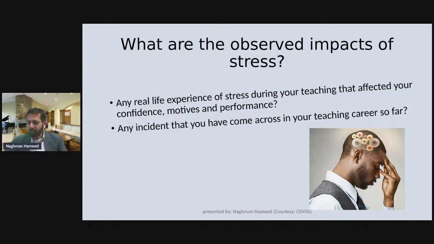Audience, any real life experience. It means actually we must have felt like being stressful, but there have been some life experiences that are mentionable, right? Or some incidents. Any incident that you have come across in your teaching career so far, any such incident when the stress level was that much, when you felt that teaching did not prove to be a stress-free job. May I know about that?